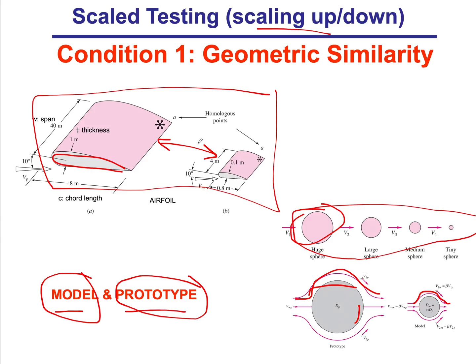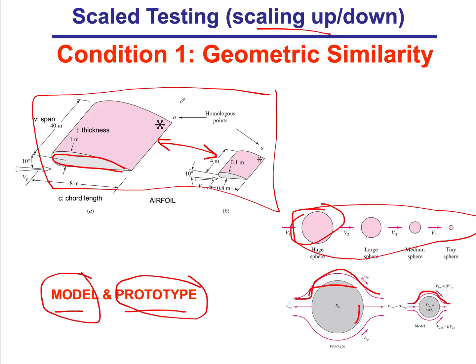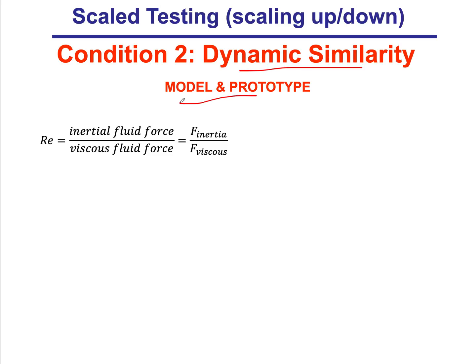The second condition for us to be able to extrapolate is to have dynamic similarity between the model and the prototype. And let me just take you back to what we mean by dynamic similarity. Dynamic similarity is about the force ratios. So now that we have the length ratios and the geometric ratios to be the same, now we want the force ratios to be the same. And what does that mean?